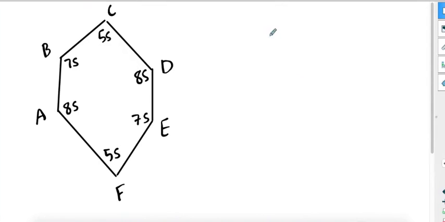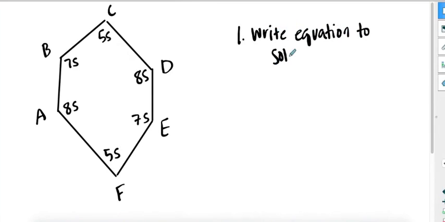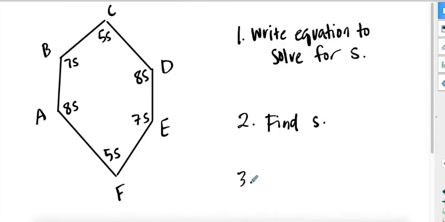So in a problem like this, you could say this could be a 3-point question where it says, write the equation to solve for x. Then it would say, find s, and then find the measure of angle F. So that would be a 3-point question here.